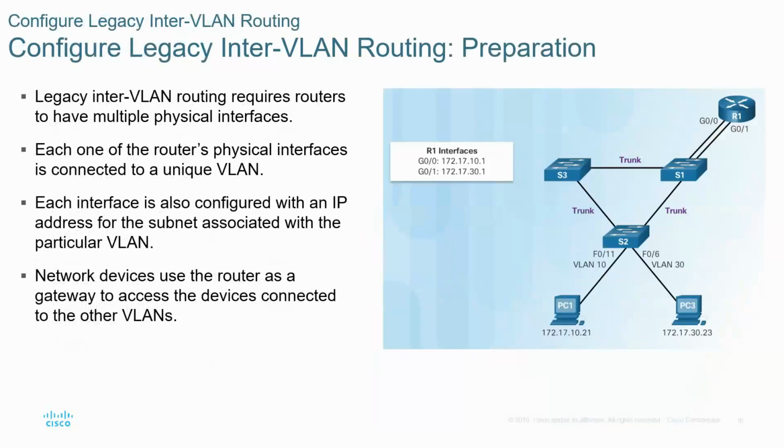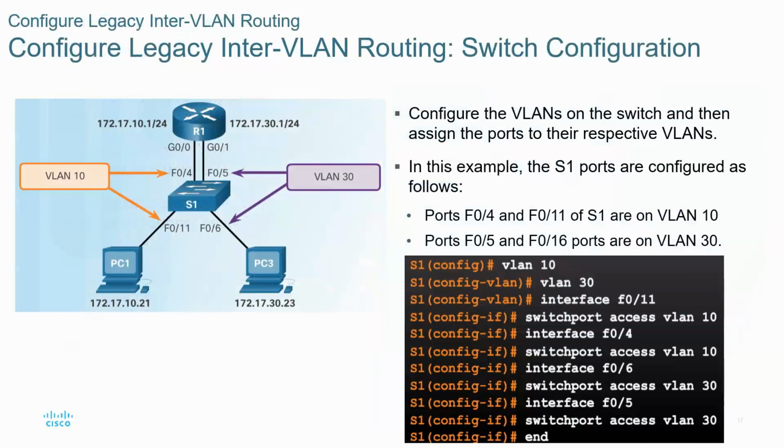Let's actually see the implementation in Cisco Packet Tracer for both legacy inter-VLAN routing and for router on a stick. For legacy inter-VLAN routing, it's very easy.